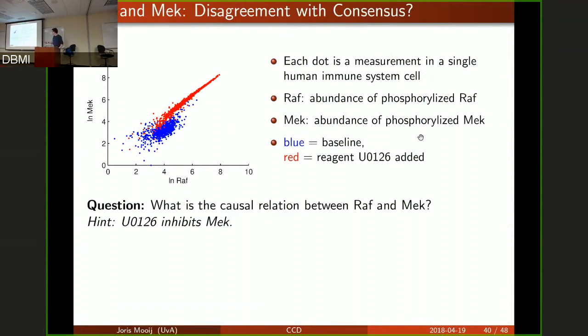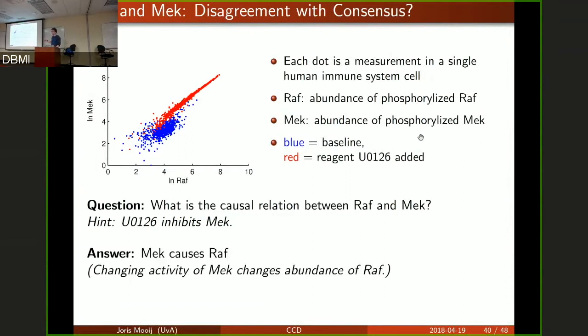What is plotted is the abundance of phosphorylated Mek, but this reagent inhibits the activity of phosphorylated Mek. So there are two things, the abundance and the activity. But at least, simplifying it again, U0126 does something with Mek. So then you would say that Mek causes Raf, because also the Raf concentration changes. Right? Now, but the ground truth says that no, this is wrong. It should be the other way around. Raf should cause Mek.